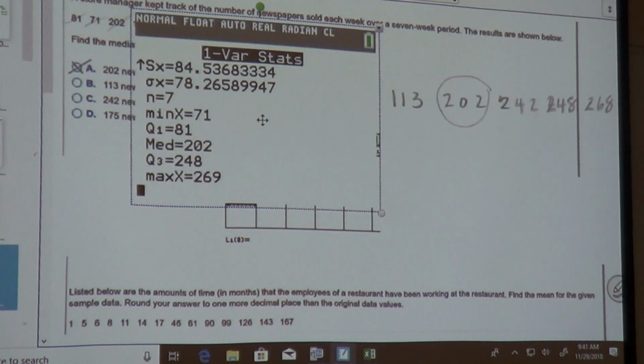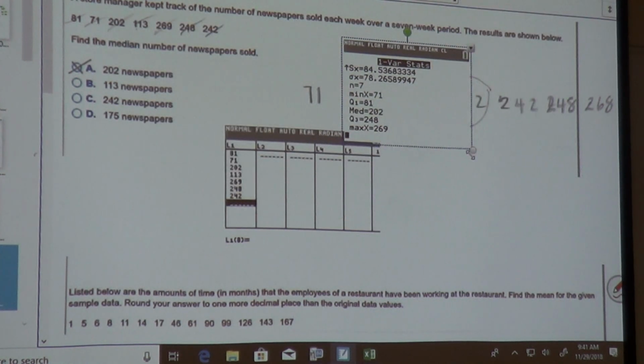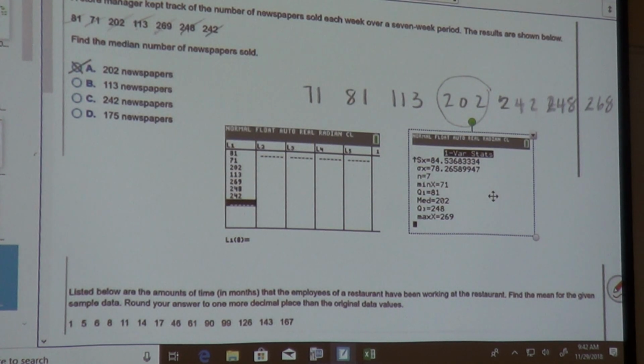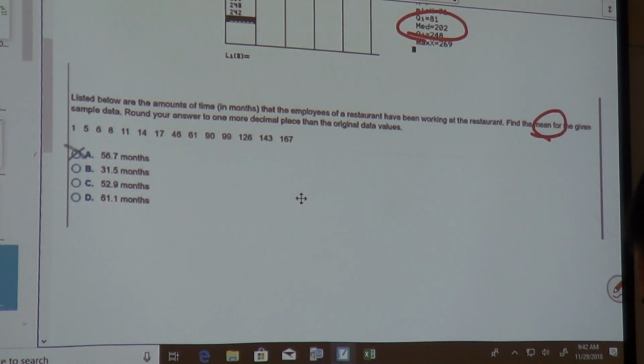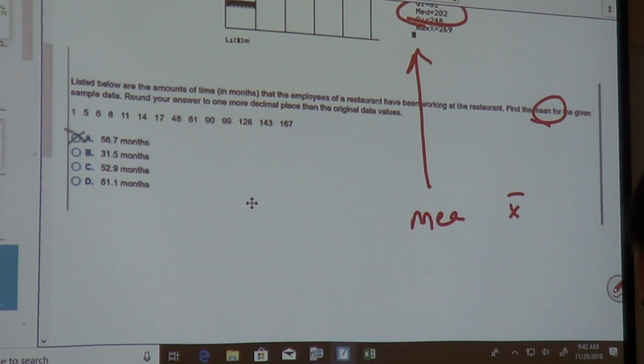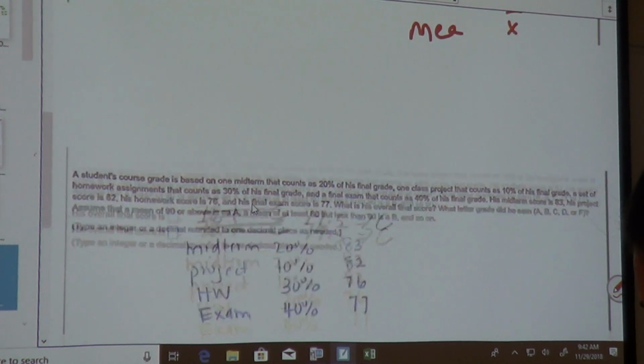I hope if I grabbed it. And it shows you right there as well that your median is 202. Cool? Okay, what am I doing here? Find the mean. I would do the same thing as above, except I would look for the mean as my X bar. I'm not going to spend too long on those because most of us know how to do those.